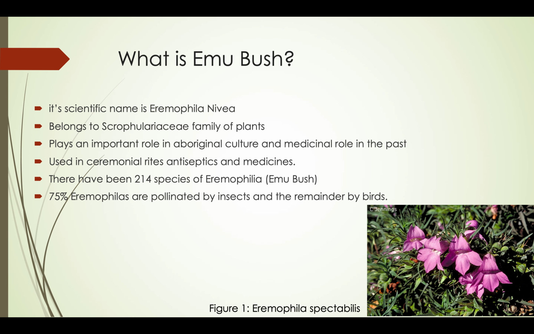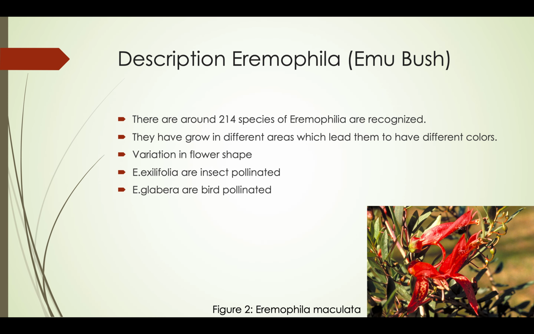There are around 214 species of Eremophila or emu bush recognized. These plants are pollinated by different types of insects and birds, but mostly 75% of Eremophilas are pollinated by insects, which we'll discuss through the next slides. Around 214 species of Eremophila are being recognized. 70 or so are to be published in the near future. In addition, approximately 50 subspecies will be validated.